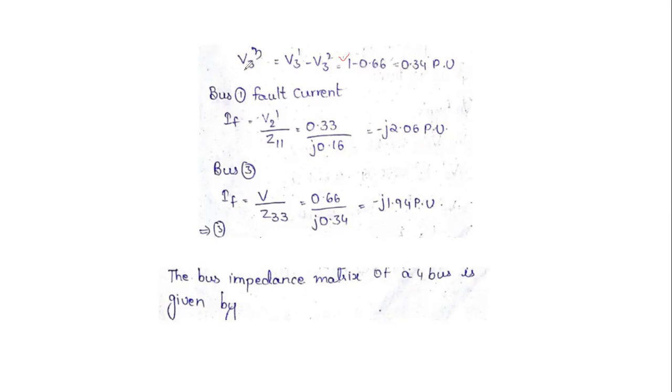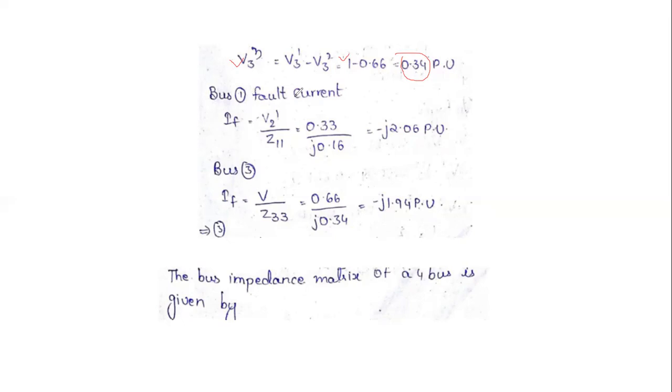Then we obtain the voltage at bus 3 during the post-fault condition. It is 0.34 per unit.